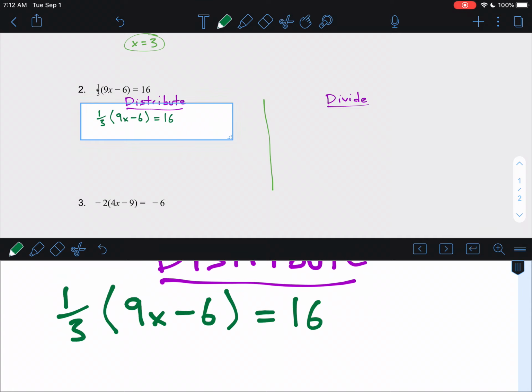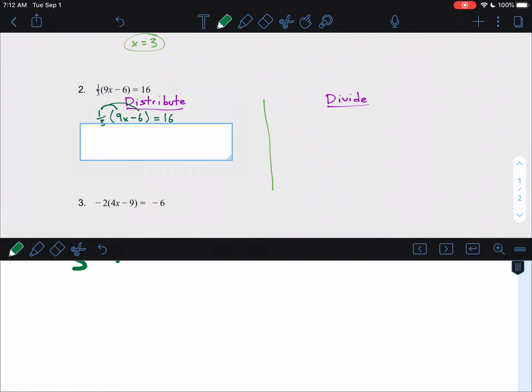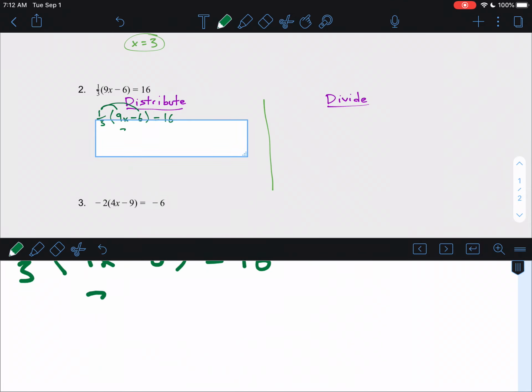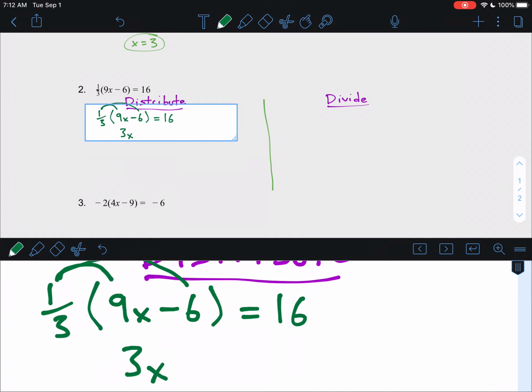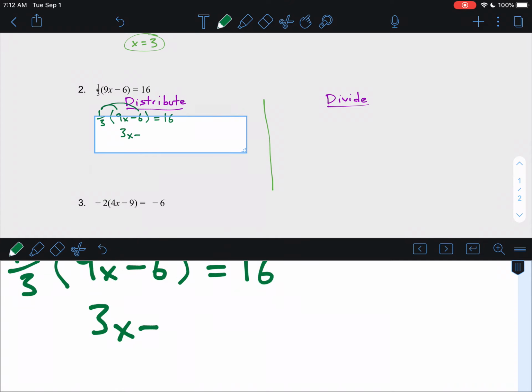Distributing the 1/3, I distribute it to both terms inside. So 1/3 times 9x, well 1/3 of 9 is 3, so that's going to be 3x. And 1/3 times -6 is going to be -2, because 1/3 of 6 is 2. And I don't have to distribute to that 16, because that isn't on the same side as the 1/3.